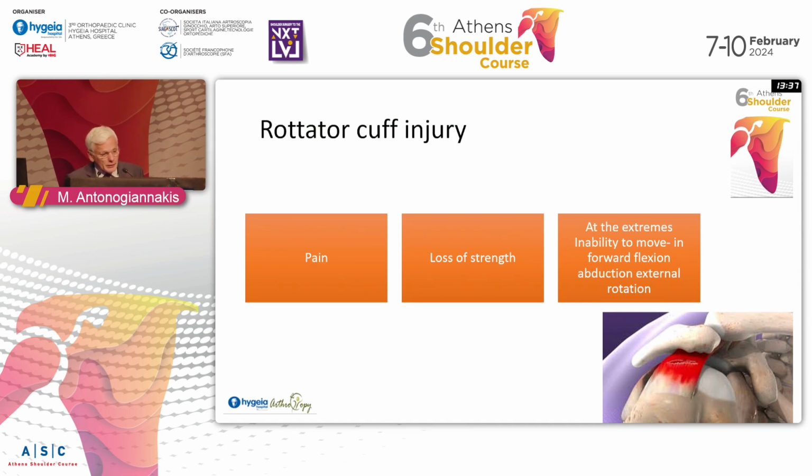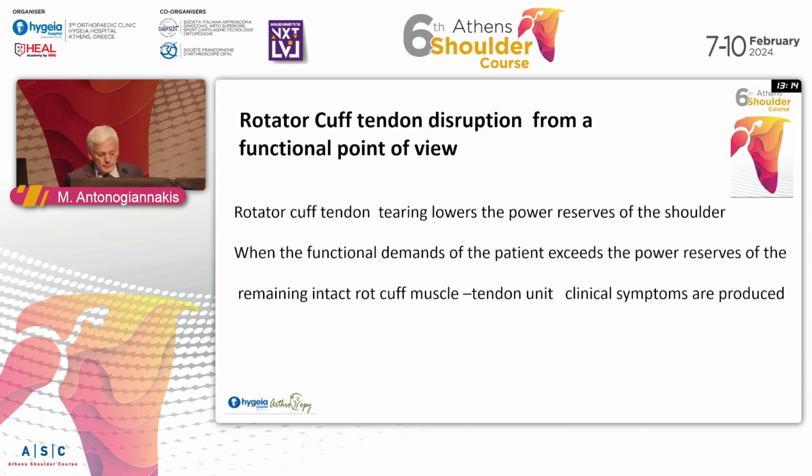And what happens when we have a rotator cuff injury? First we have pain, then we have loss of strength. Practically, it's pain and loss of function, either due to the pain itself or due to mechanical reasons. At the extremes, it's pseudoparalysis, inability to raise the arm, external rotation lag, inability to externally rotate.